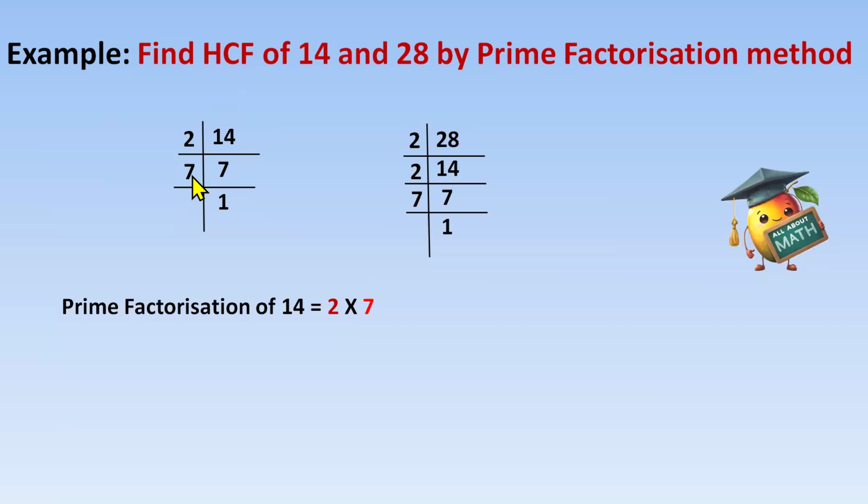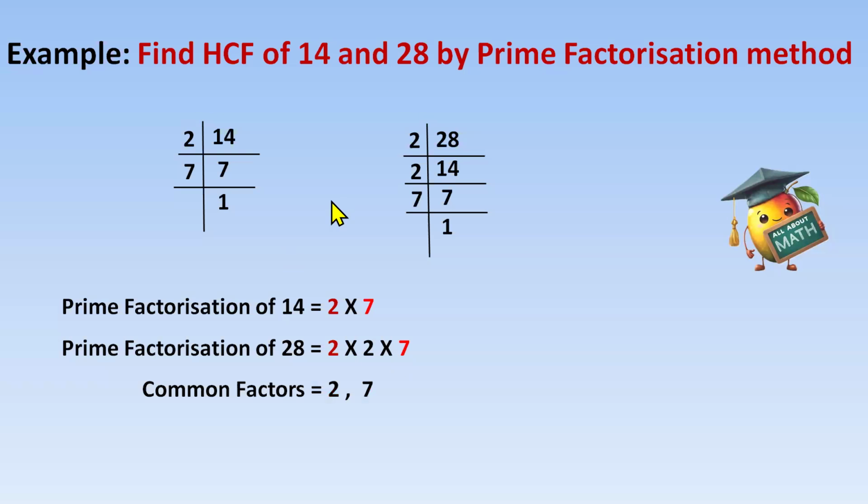We always write the prime numbers on this side. Now prime factorization of 28 will be 2 multiply 2 multiply 7. Now we'll write the common factors. Common factors mean which are common in both. So 2 is common in both, we'll write 2 here. 7 is coming in both, so 7.